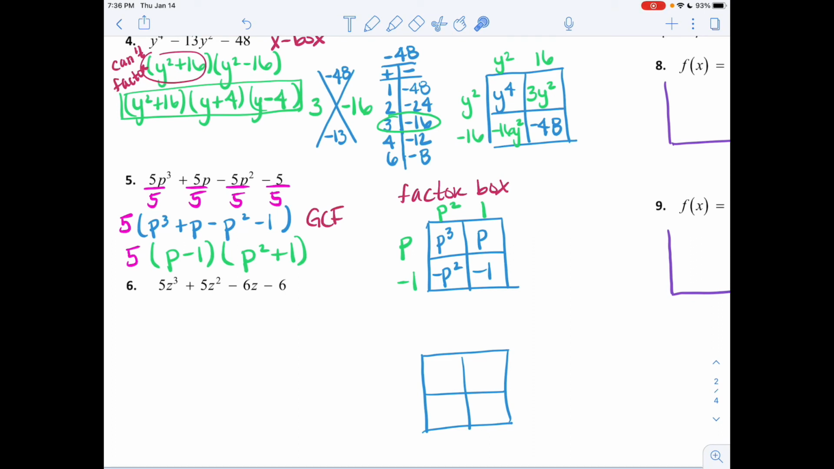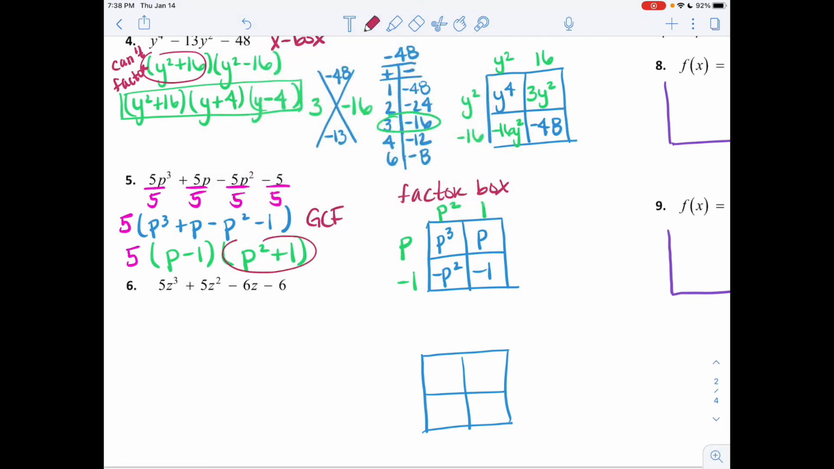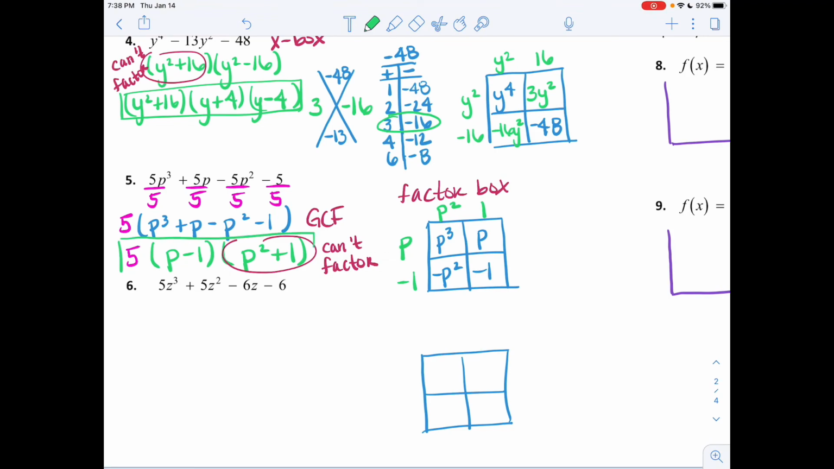I think we have talked about that quite a bit to where we know if we have a sum of 2 squares, P squared being the perfect square of P, and 1 being the perfect square of 1, we can't factor a sum of 2 squares. So we're going to make ourselves a note that we can't factor that. And so if we can't factor it, we have a linear term, we have a monomial term. That meets all of the criteria for saying that we are done with this one.